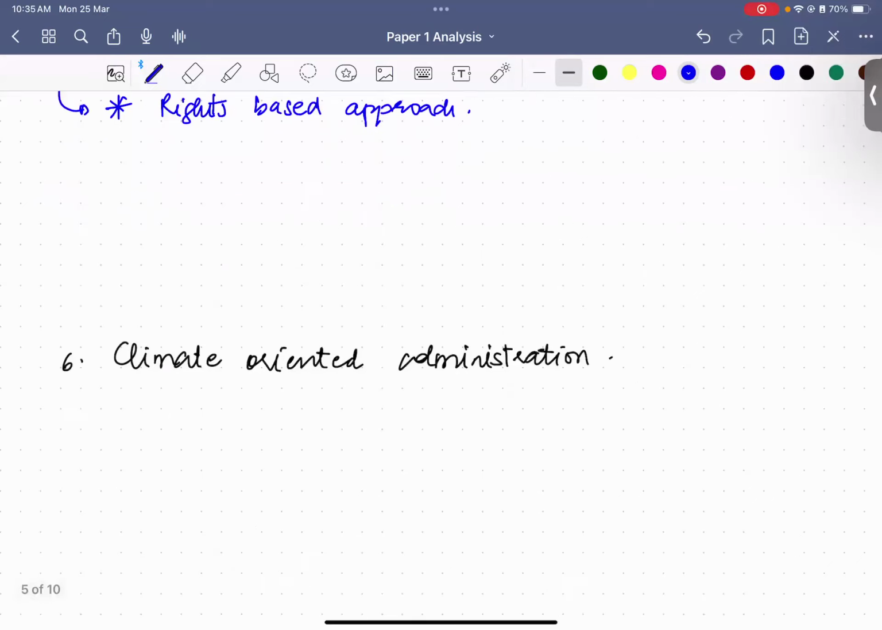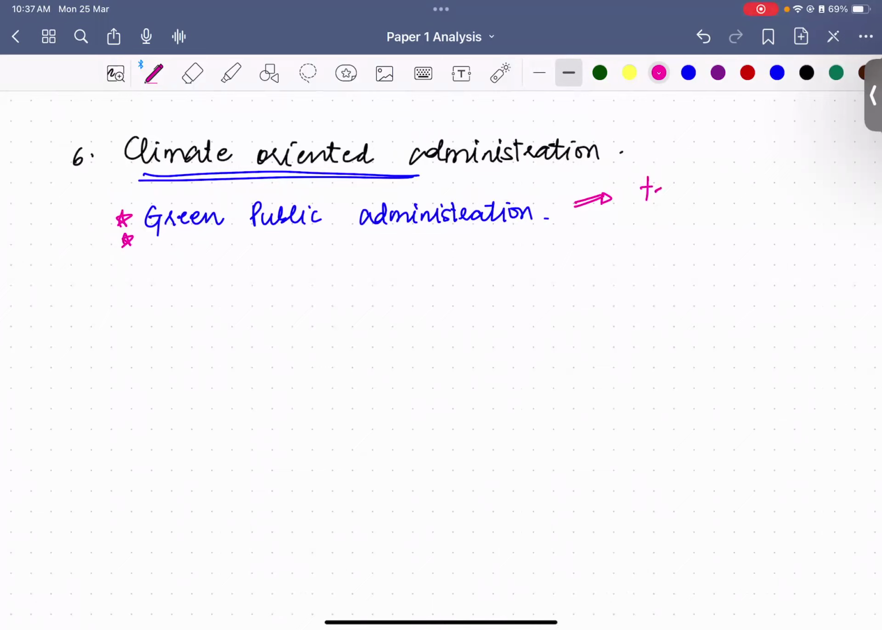Okay, you can check my group. I have shared a document over there with respect to green public administration. It shows how to have a climate oriented administration. So you have to refer to my Telegram group. It's there on Telegram.